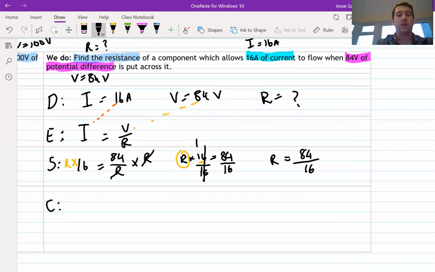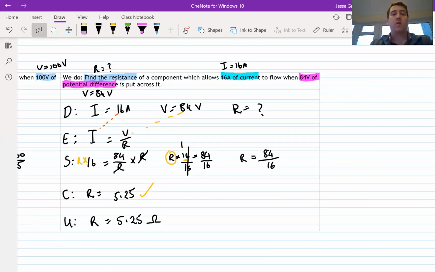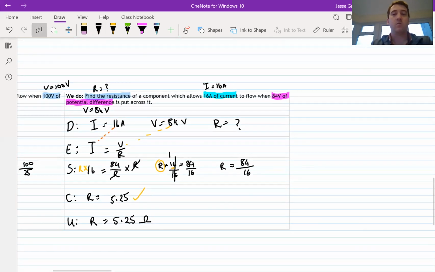Okay, so what you should have done is 84 divided by 16, and that gives you R equal to 5.25. So well done if that's what you got. Great. We're not finished yet because we need a unit. This is resistance. So resistance is 5.25 ohms. Excellent. Right. You're ready to go out on your own now and do some more practice.